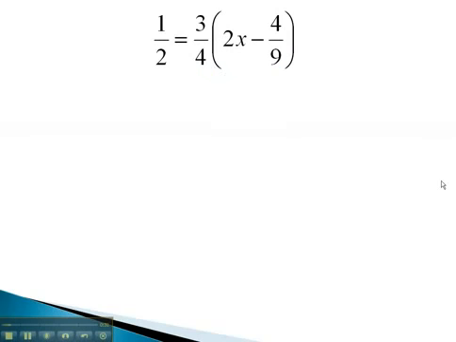So, for example, if I had a problem like this, before I clear the fractions with the LCD, I'm first going to distribute the 3/4 through the parentheses. That will give me 1/2 equals 3/4 times 2 is 6/4, which reduces to 3/2 x, minus 3/4 times 4/9 is 12/36, which reduces to 1/3.